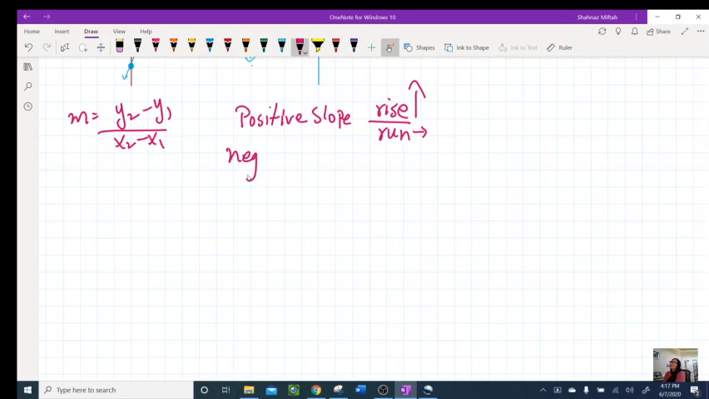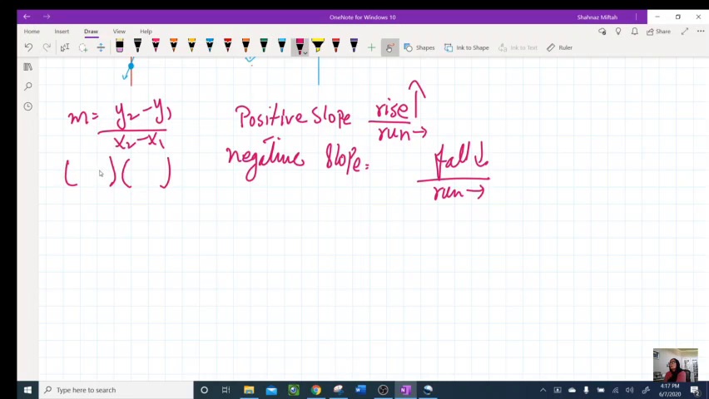If you are talking about negative slope, then you're going to fall. You pick 2 points again, you're going to fall and you're going to run to the right. Okay, so for example, if they give me ordered pairs, I will really quickly use this. If they give me ordered pairs, I will just plug them in. But before you plug them in, make sure that if I have 2, 3, and 1, 4, for example, I have to label them. This is x1, y1. Okay, don't forget this.